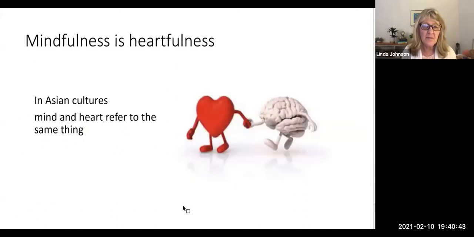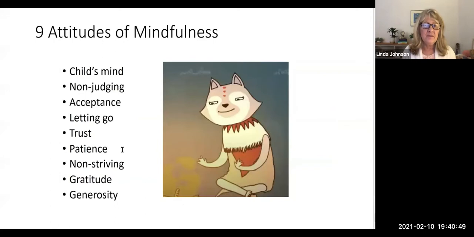We talked about how mindfulness is heartfulness, and it can be helpful to think about mindfulness as kindfulness. And we talked about the 9 attitudes of mindfulness: child's mind, non-judging, acceptance, letting go, trust, patience, non-striving, gratitude, and generosity. So we'll be exploring these 9 attitudes of mindfulness over the course of the semester.